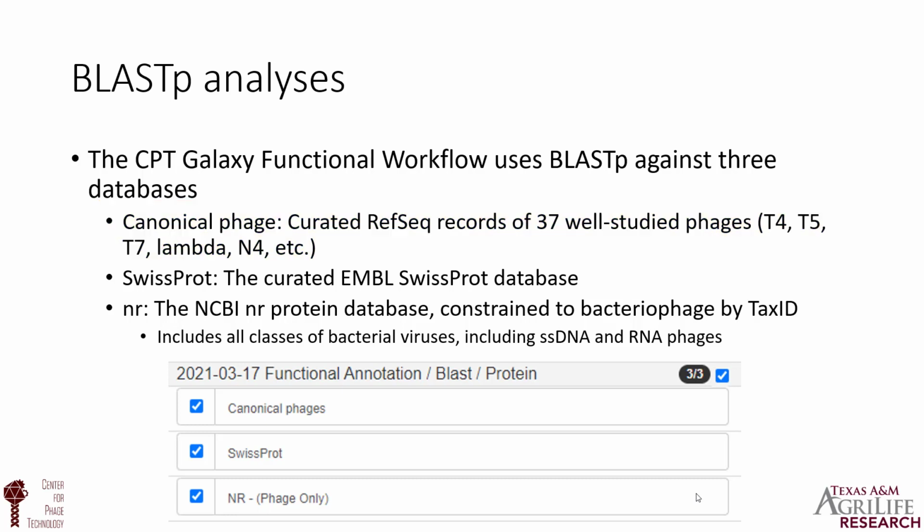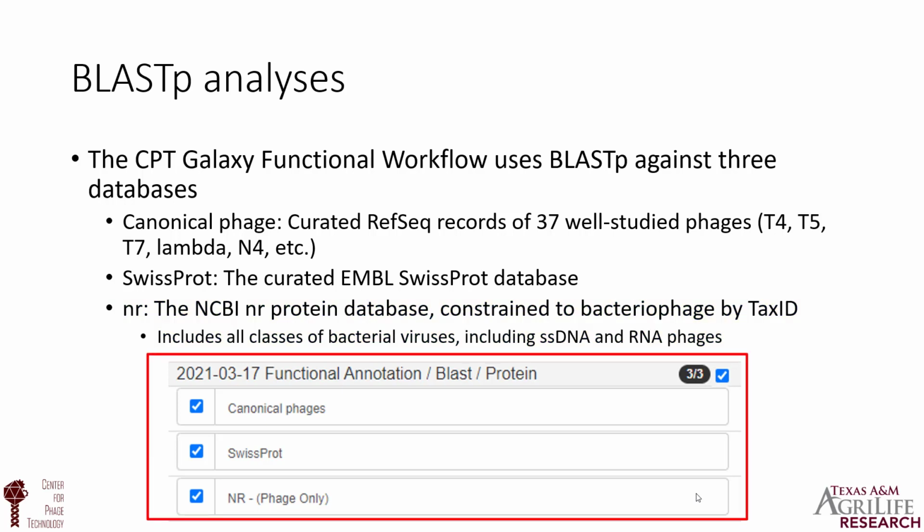The functional workflow will also analyze phage proteins against the SwissProt database, which is a high-quality protein database manually curated by EMBL and SIB. And finally, we run BLAST against the NR database, which is constrained only to bacterial viruses by tax ID. So keep in mind that this NR search is not against the entire NR protein database in NCBI. It's against only proteins that are found in any bacterial virus. So this is not a single tax ID constraint. It includes all bacterial viruses, including single-stranded DNA phages and RNA phages. The 3 BLAST results will appear as 3 tracks in the Web Apollo interface once the workflow is complete.